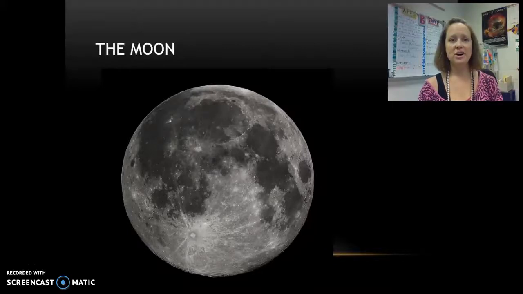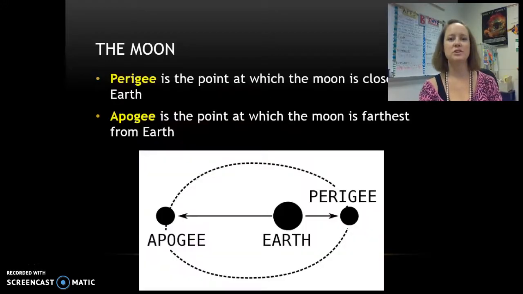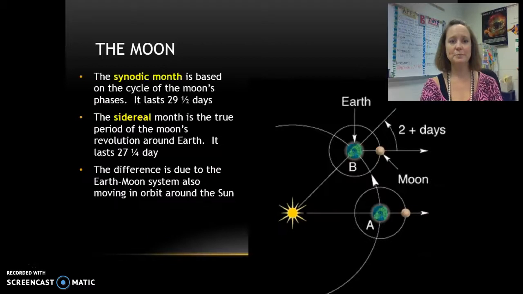In this video, we will be talking about the moon, its phases, and its motions relative to the Earth. So first of all, just like the planets orbit in an elliptical shape, the moon also orbits the Earth in an elliptical shape. The point at which the moon is closer to the Earth in its orbit, right here, is known as perigee. And the point where it is the farthest from Earth in its orbit is apogee. This is why the moon appears to be larger or smaller during certain times in its orbit.